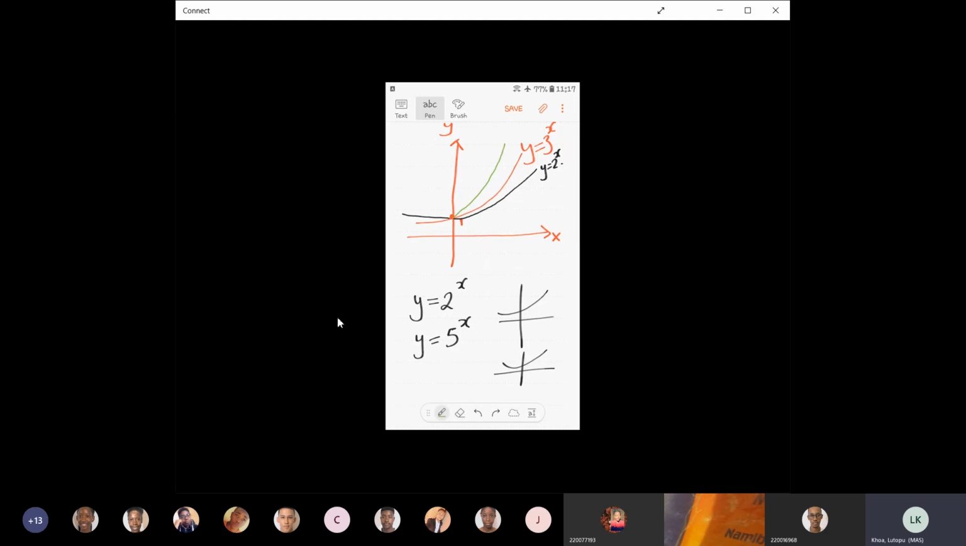So it must be closer than both of them. And they all pass through the point 1. And this is the graph y is equal to 5 to the power of x. That is how you draw them.